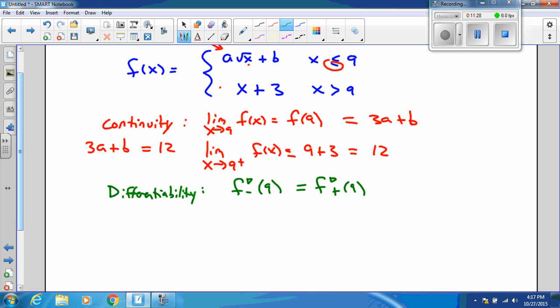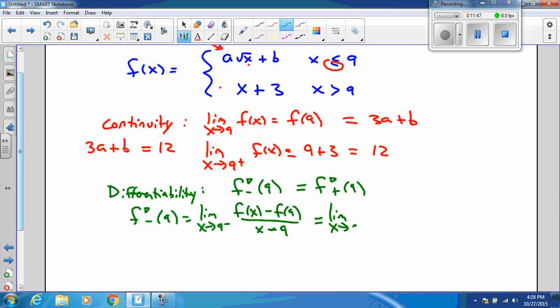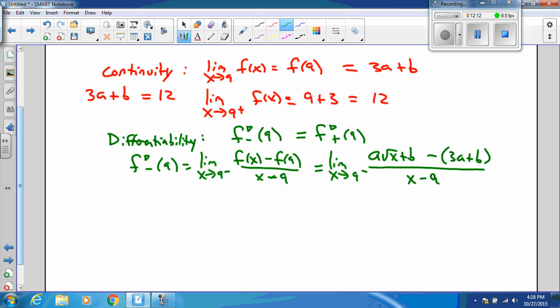Now I do differentiability, and that means that I need f prime from the left at 9 to be equal to f prime from the right at 9. So I'm going to go through and patiently compute each value there. F prime from the left at 9 will be the limit as x goes to 9 of f of x minus f of 9 over x minus 9. And as I go to 9 from the left, what I get is a root x plus b for f of x, minus 3a plus b for f of 9.